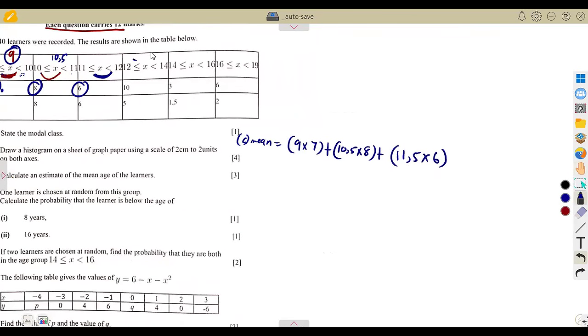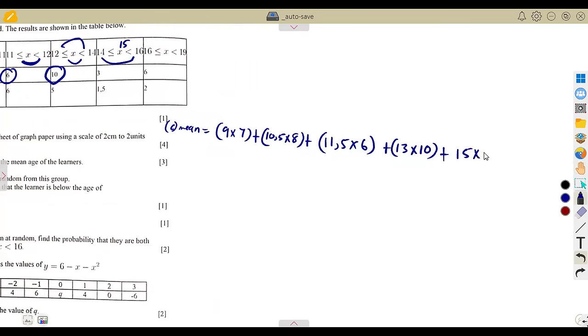Between 12 and 14, the number between is 13, times the frequency, which is 10, plus between 14 and 16, the number between is 15. So that is 15 times 3, plus between 16 and 19, if you add 16 plus 19 and divide by 2, you obtain 17,5 times the frequency, which is 6. Class center times frequency, everything that we have here over the total frequency.